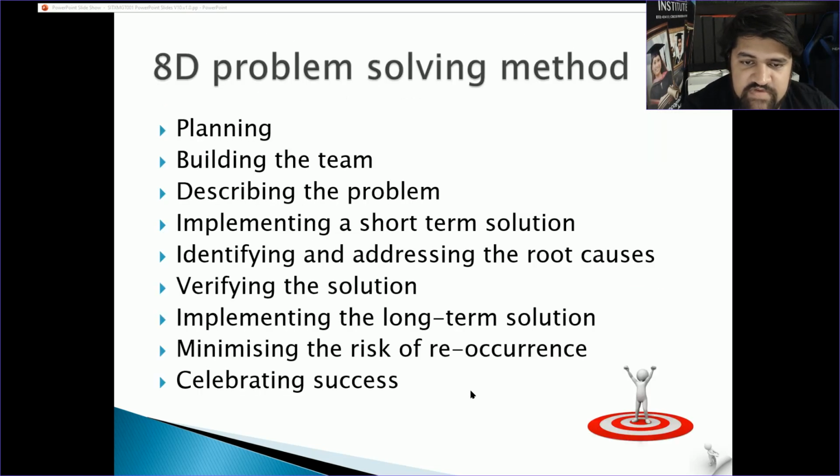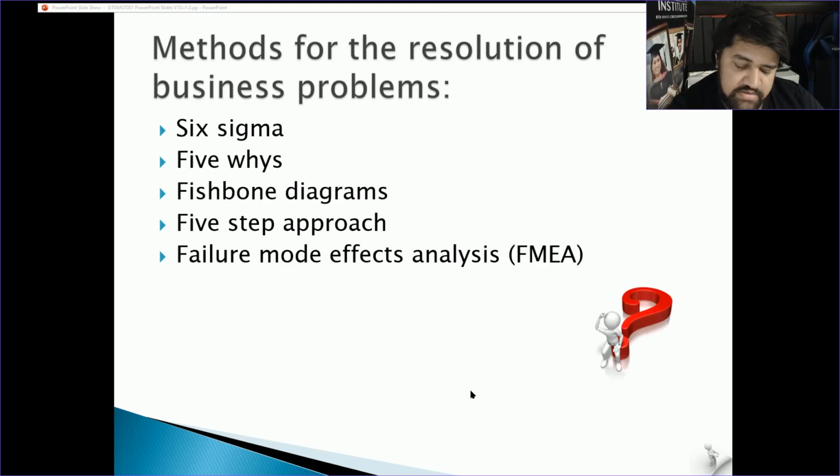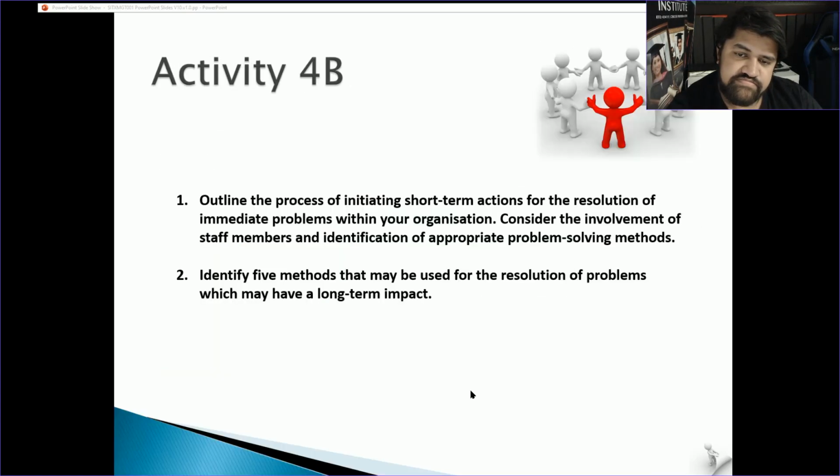So if we're thinking of the 8D problem, we're planning, building a team, and then describing the problem, implementing a short-term solution, identifying and addressing the root causes, verifying the solution, implementing the long-term solution, minimizing the risk of reoccurrence, and then celebrating the success. So we want to be able to implement that process there as well. Okay, so jot those ideas down for that question. Include the 8D problem solving method in there, and then we can move on to the next one.